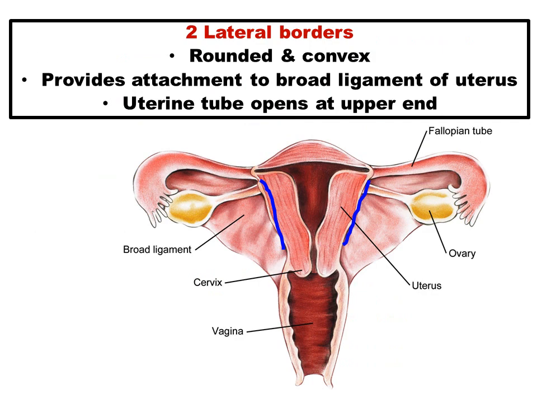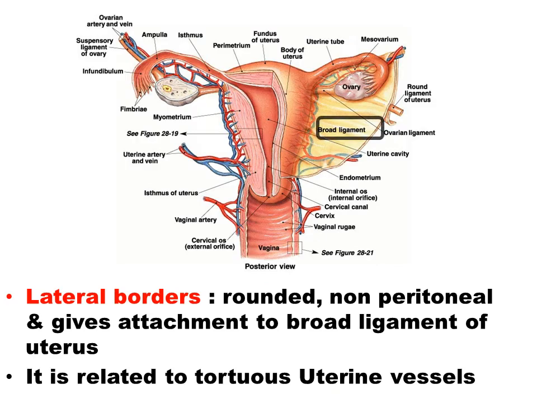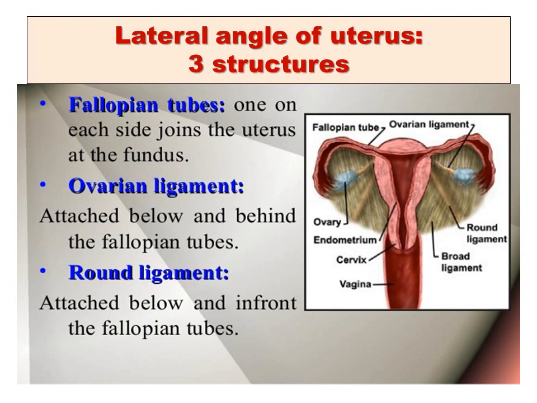Coming to the lateral borders, these are round, convex and provide attachment mainly to the broad ligament of the uterus. The uterine tube opens at the upper end of the lateral borders. So lateral borders are rounded, non-peritoneal and give attachment to the broad ligament of the uterus. They are also related to the tortuous uterine vessels, the artery and the vein.